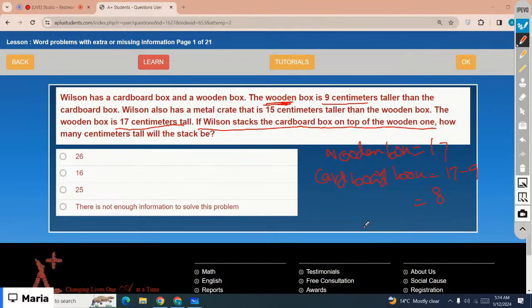So the cardboard box has the measurement 8 centimeters and the wooden box has the measurement 17 centimeters. You need to add. So 17 plus 8 is 25. That means the total height of both is 25 centimeters, right? The correct option is 25. 17 plus 8 is 25.